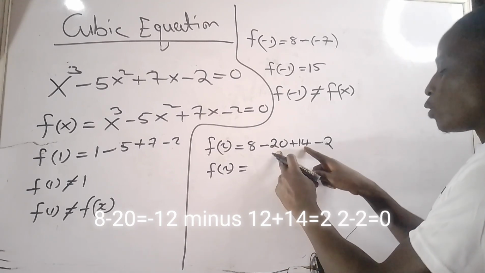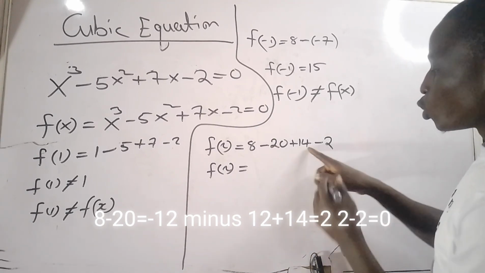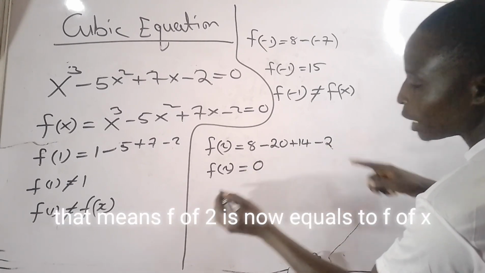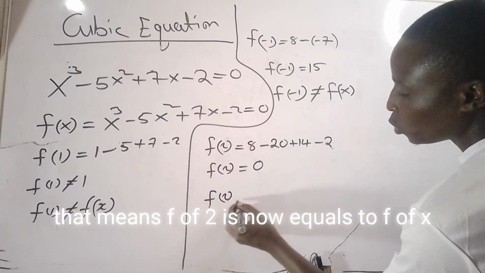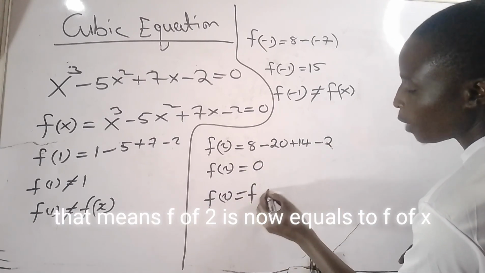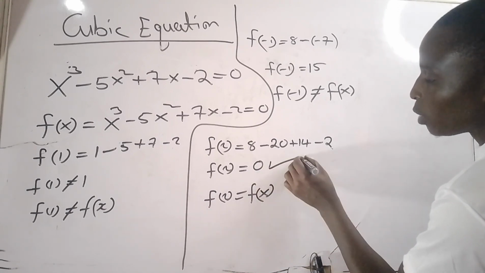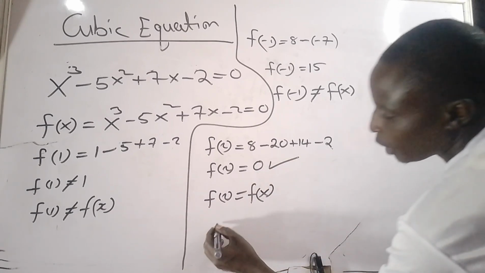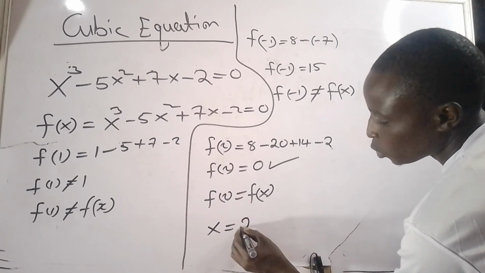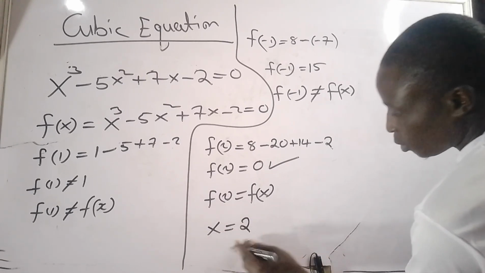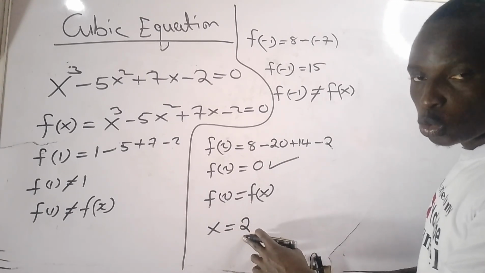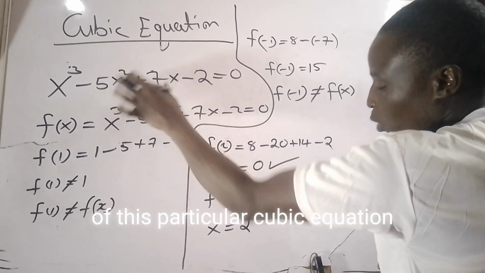Minus 12 plus 14 is 2. 2 minus 2 is 0. That means f of 2 is now equal to f of x. So we can see that x is now equal to 2. That means 2 is one of the roots of this particular cubic equation.